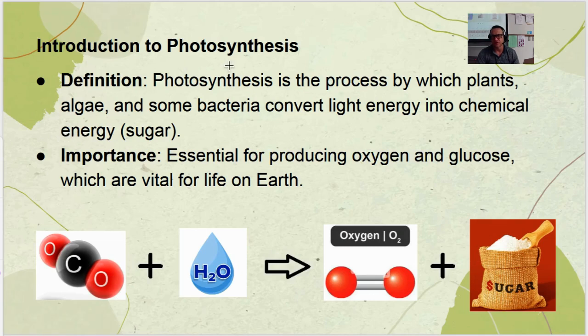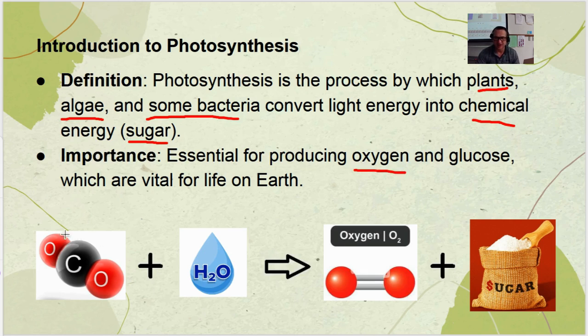All right, so introduction to photosynthesis. What is it? Photosynthesis is a process by which plants, algae, and some bacteria use sunlight to make chemical energy, which is usually in the form of sugar. So why is this important? It's essential for producing oxygen.